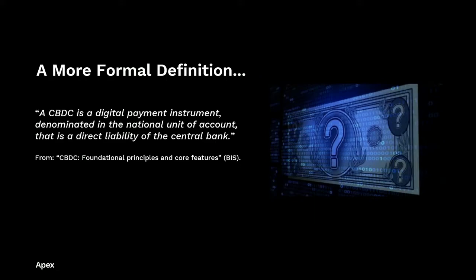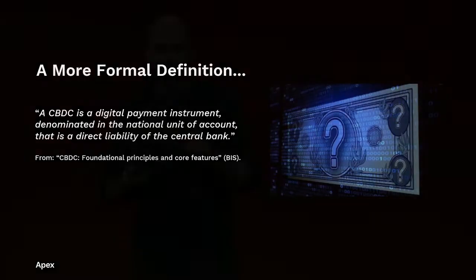First, it's a digital payment instrument, so we're going to focus on payments here. Next, it's denominated in the national unit of account. So here in the US, you could imagine a digital dollar. And then this last part is a direct liability of a central bank. These three things we're going to wrap around each other to create something new in the form of a CBDC. So what do we mean by that?